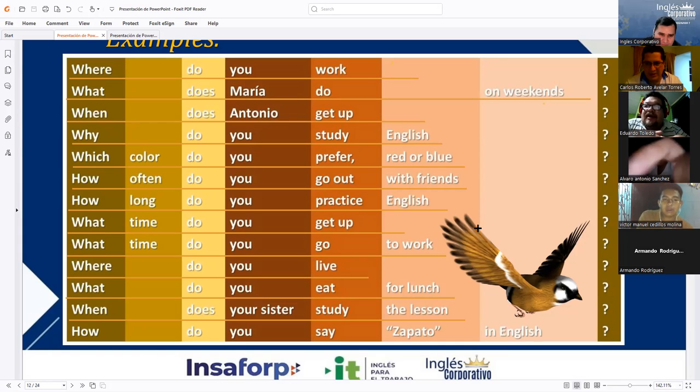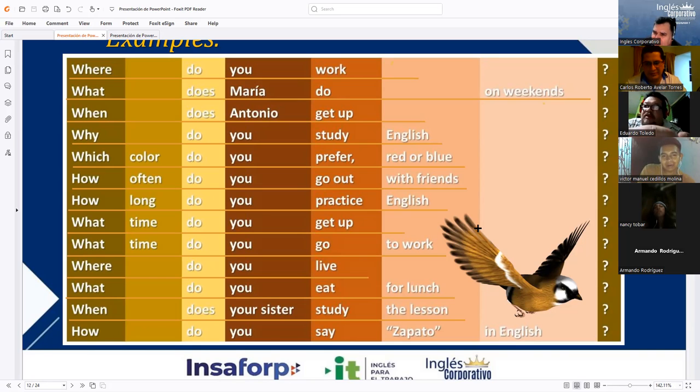Where do you live? I live in San Salvador. In Apopa. Okay. I live in San Salvador. Where do you live, Victor? I live in San Salvador. Where do you live, Nancy? I live in Nuevo Cuscatlán. In Nuevo Cuscatlán. Hey, nice. You go to El Plan de la Laguna very often. You see turtles and reptiles.